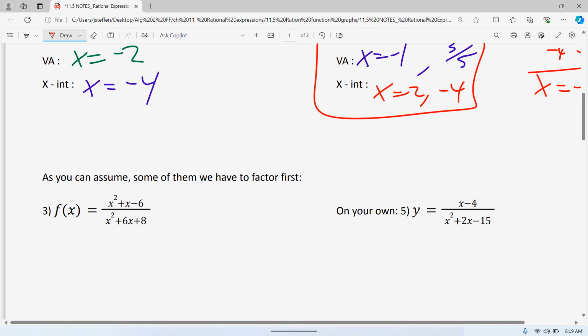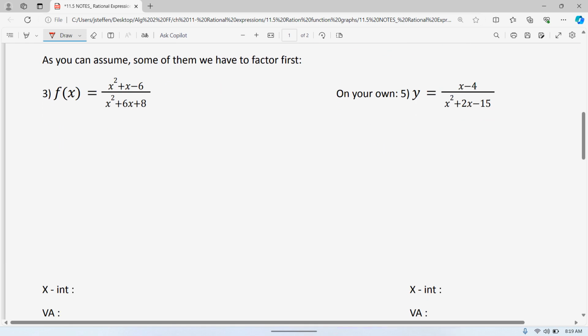Again, like I mentioned earlier, we'll have problems, or most of the problems, like number 3, where we have to factor first. So again, don't make this harder than it is. It's the same type of factoring we've been doing. You're not going to have anything with a leading coefficient. You're not going to have anything like sums and differences of cubes. So if you factor that, you end up getting factors of -6 that add up to 1. It's x plus 3 times x minus 2.